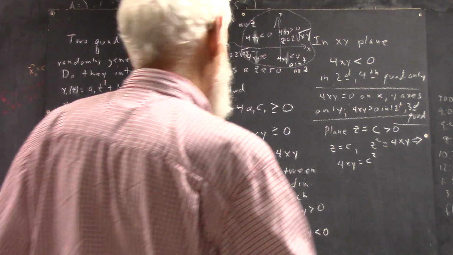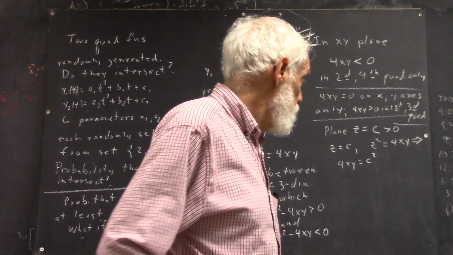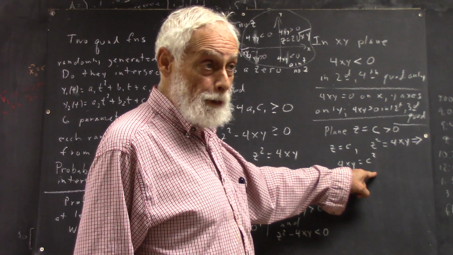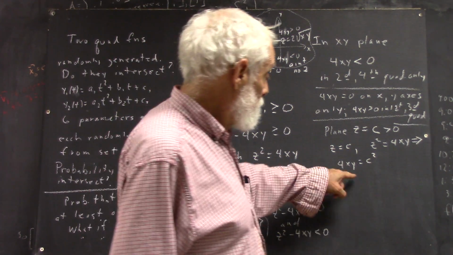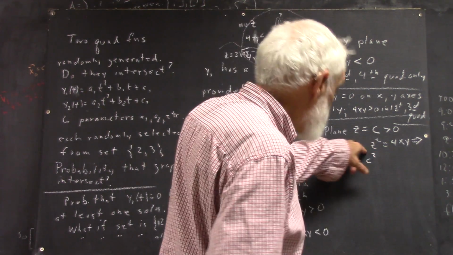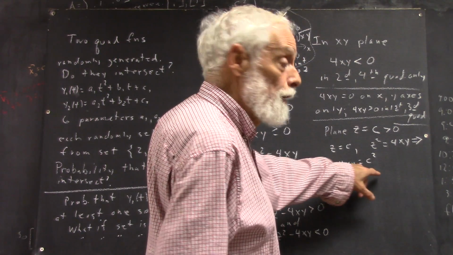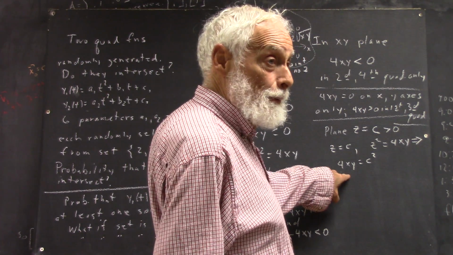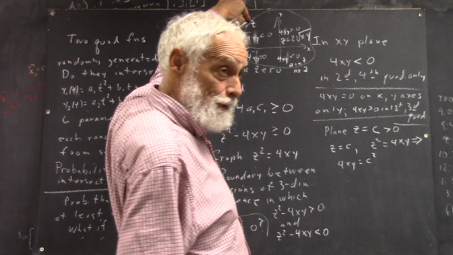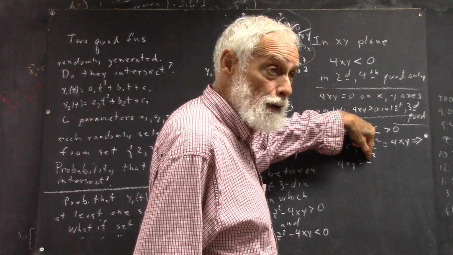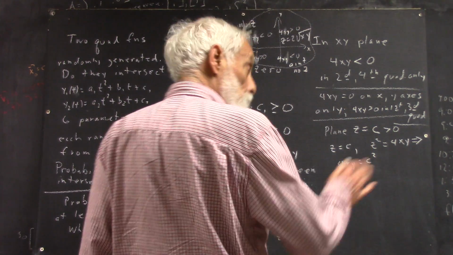I'm just going to say this and process it. It's pretty simple. Plane z equals c, 4xy equals c squared, right? Well, that means, of course, if z equals c, since z squared equals 4xy, that means 4xy equals c squared. Okay? And again, that's something that can't happen in the fourth and second quadrants because 4xy will be negative. It can't equal the square of anything. Just to reinforce that idea.